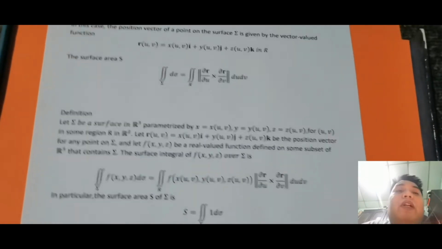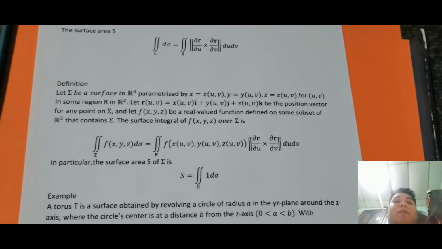Okay, so in particular, the surface area S of sigma is equal to the double integral along the surface sigma of 1 d sigma. Okay, so now let us proceed for an example.